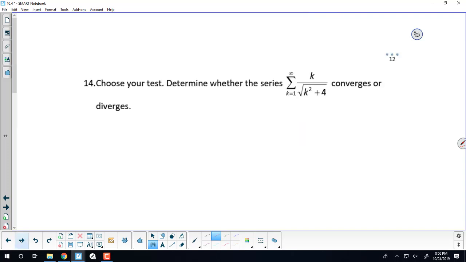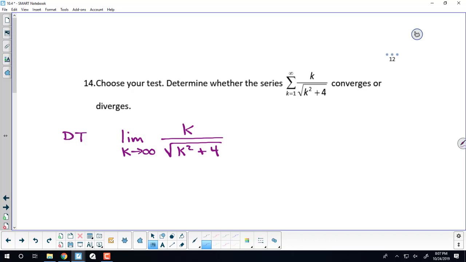How about the sum of k over k times the square root of k squared plus 4? Are you just guessing? How do you know? Because it's k over k. So divergence test then. Yeah, you get infinity over the square root of infinity squared.